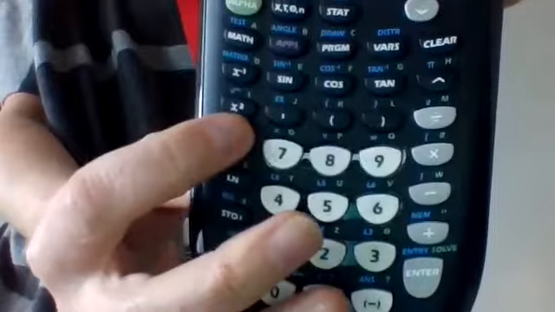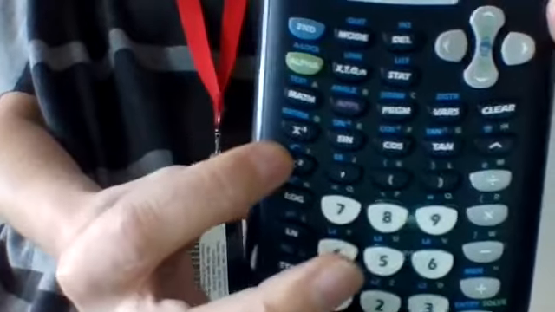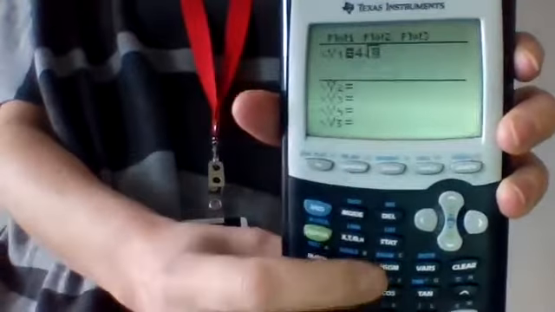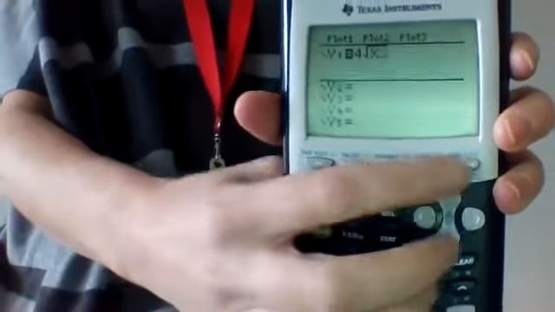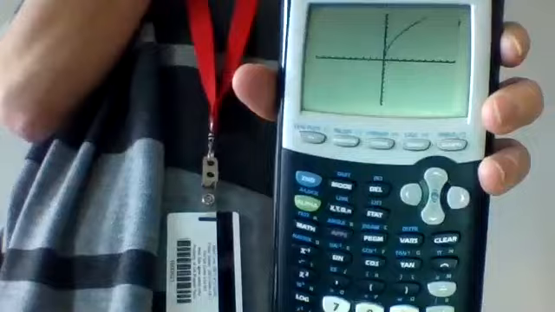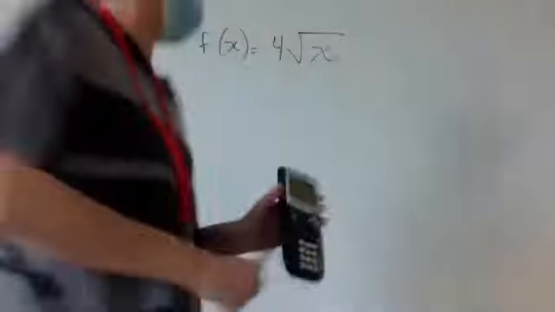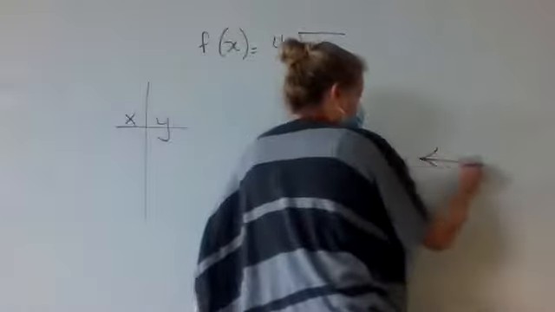So hit the 4. And do you see where your square root is? It's on the x squared button, but it's above it. So you would need to hit your second button first, right? Second square root, and then put your x in there. So let's graph it and see what it looks like. That is the shape of a square root graph. All square root graphs have this.